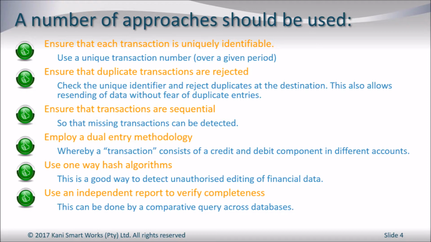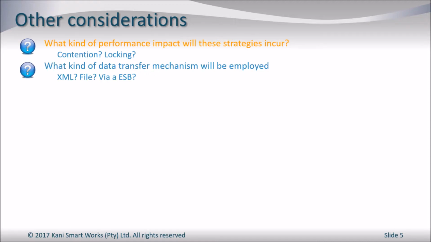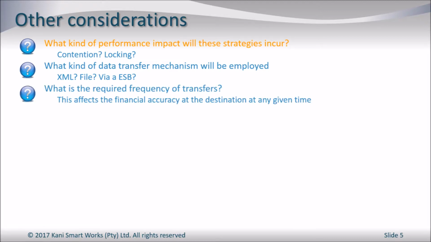using a comparative query. Other considerations include what kind of performance impact will these strategies incur, a very important point normally overlooked. Will there be any contention or locking of data? Also, what kind of data transfer mechanism is going to be employed? XML? Is it going to be file-based or via an enterprise service bus? What's the required frequency of transfers? This affects the financial accuracy at the destination at any given time.